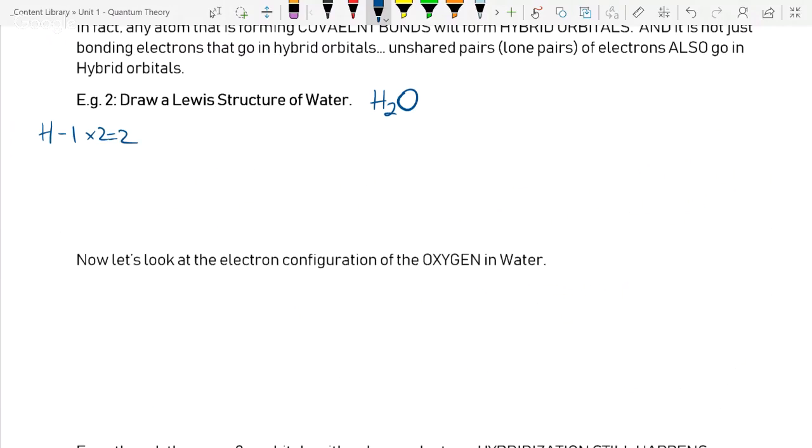All right, so obviously those two hydrogens, they both have one electron in their valence. What about oxygen? Very good. Oxygen has 6 in its valence, so I have a total of what? 8. Good. So take a minute and draw that.